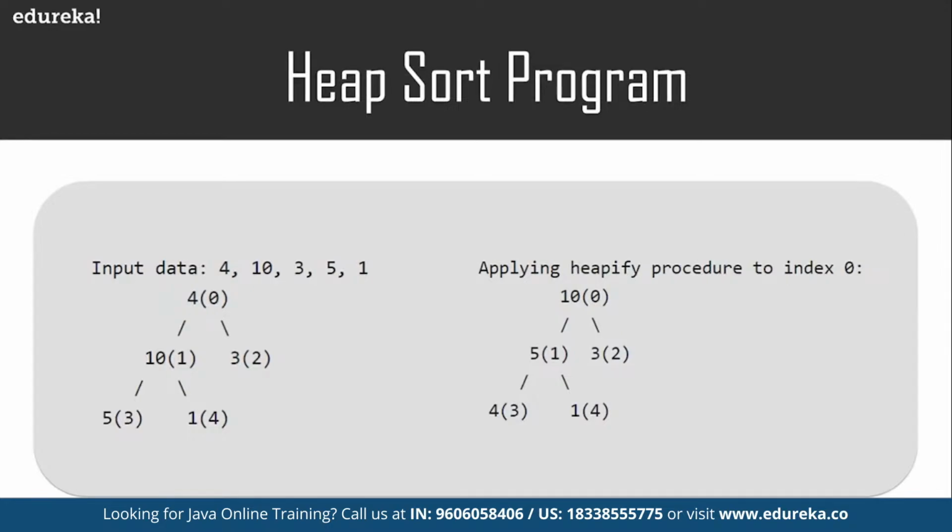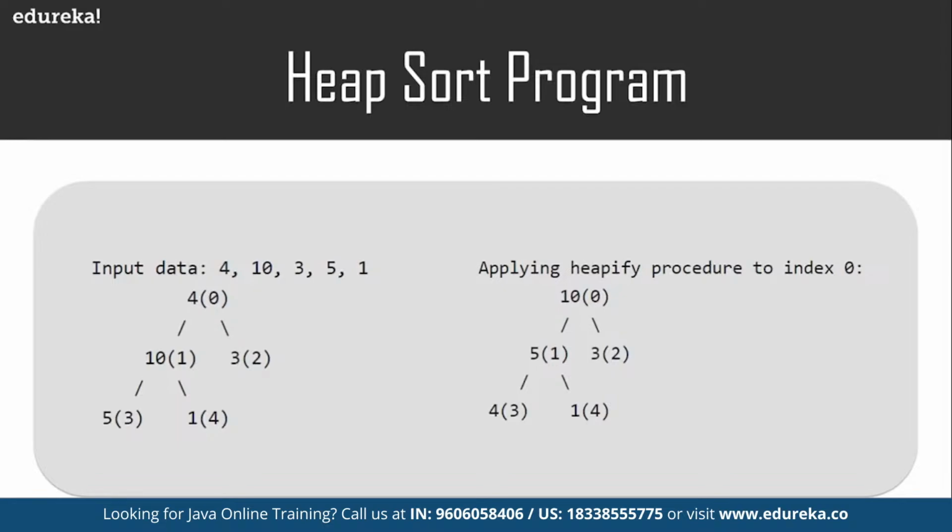Let's understand that now. In this, you can see I have an input data, that is 4, 10, 3, 5, 1. So 4 is at index 0, 10 is at index 1, 3 at index 2, 5 at index 3 and 1 at index 4. After applying the heapify procedure to index 0, the maximum element, that is the highest element, will be at index 0. And then the next highest among these is 5. So 5 at index 1, 3 at index 2, 4 at index 3 and 1 at index 4. Correct? So this is how you need to keep the maximum elements at the left: 10, 5 and 4.